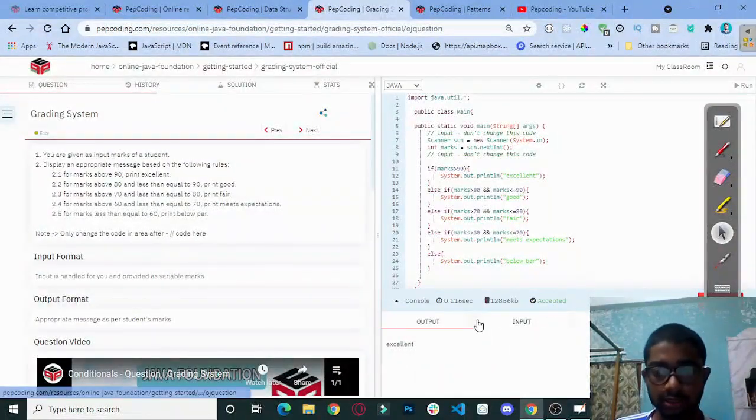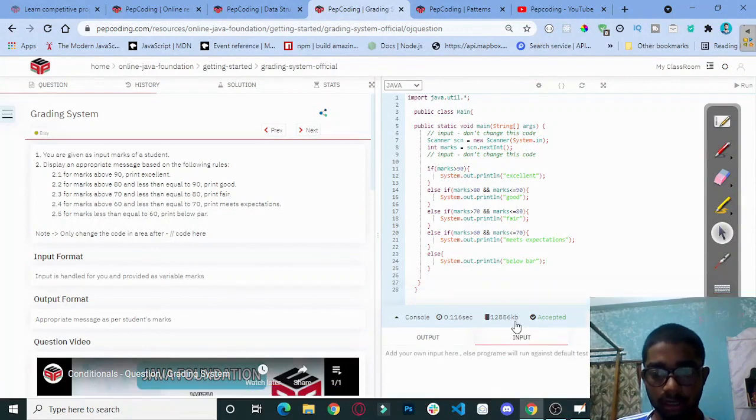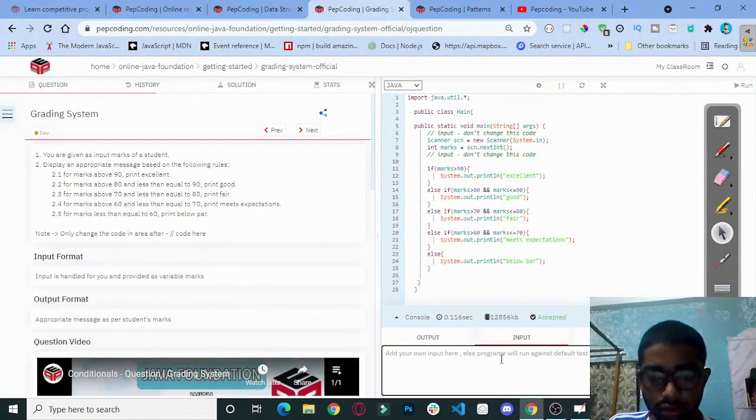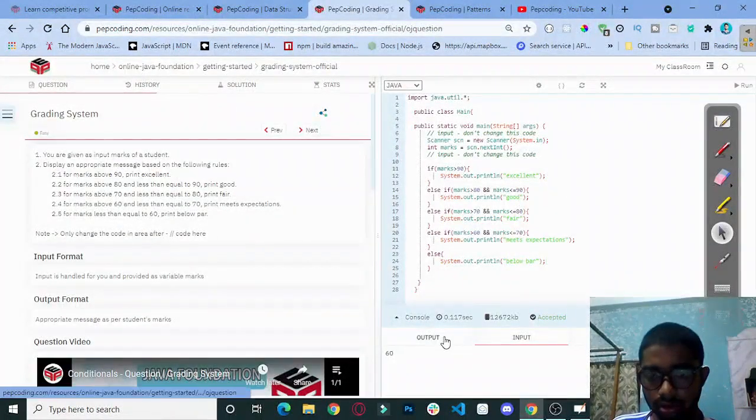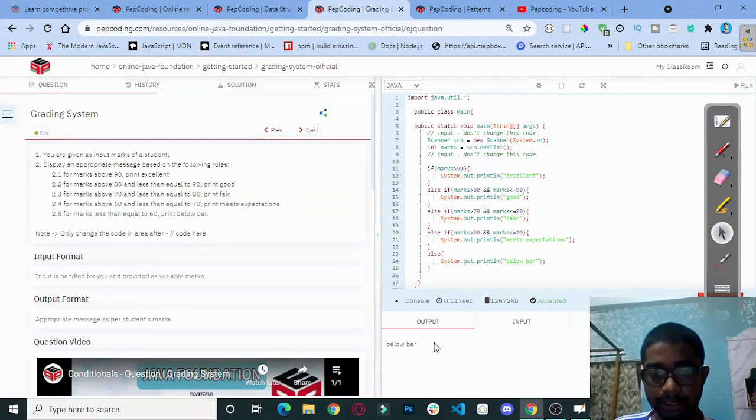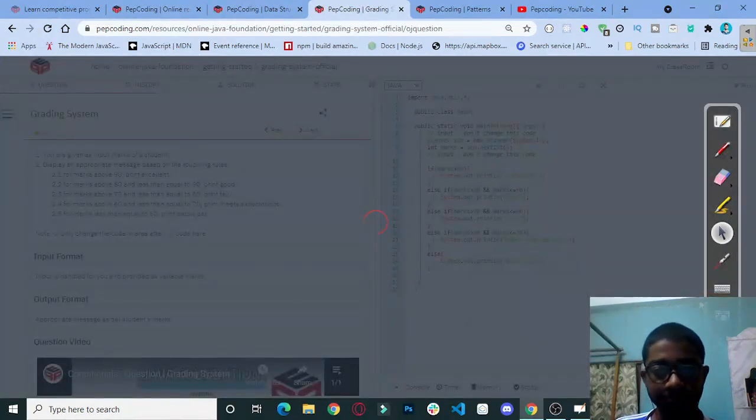Yes, here you can see it's giving me the right output. Now add any type of custom input and check it out. So I am giving the value like 60. Let's see, is it right or wrong? There you can see it is accepted and it is showing the output below par. So that means the code is right. Now submit it.